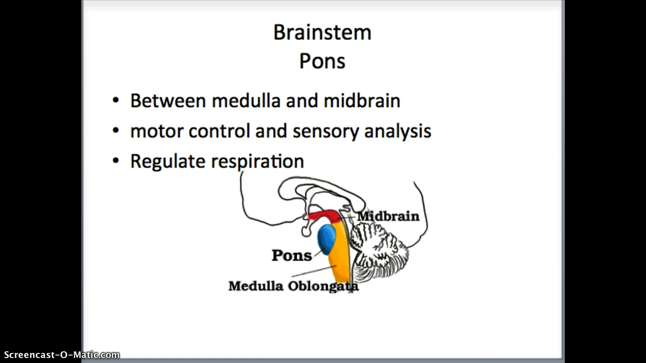Between the medulla and the midbrain, we have the pons. What the pons does is it's a message relay system. So it relays messages from your medulla oblongata to your cerebrum. It also helps to regulate the rate and depth of breathing, that respiratory center with the medulla oblongata. It's also your motor control, sensory analysis.